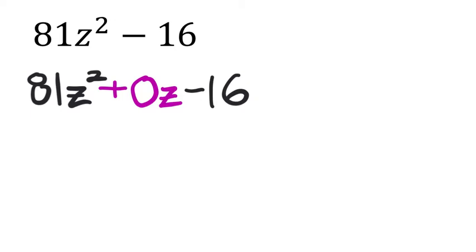So I take my a value, 81, and I multiply it by negative 16 right there. I guess I'll need a calculator for this one, but 81 times negative 16, I get, oh, it's an ugly number, 1,296. That's not very pretty. But I need two factors of negative 1,296 that add up to 0, right? Because that's my middle coefficient right there.